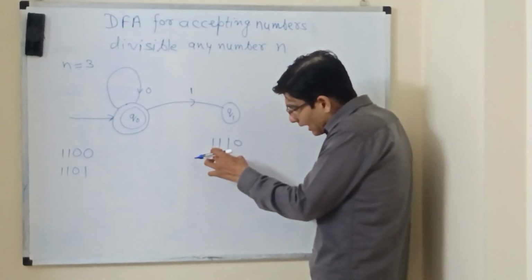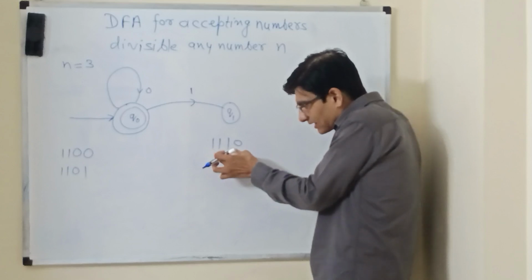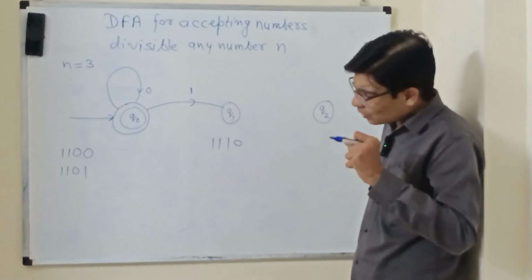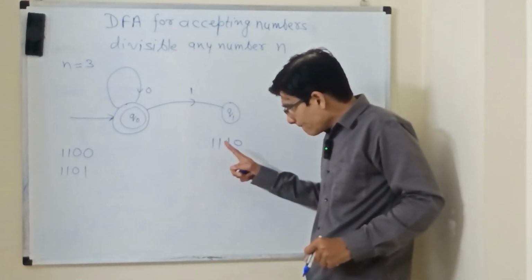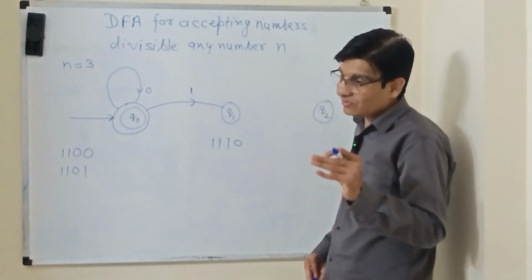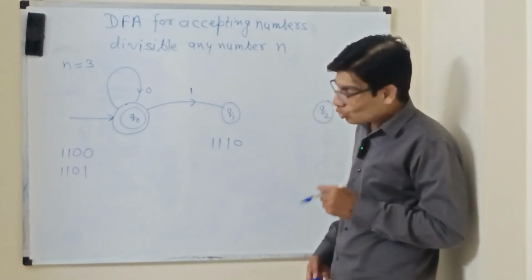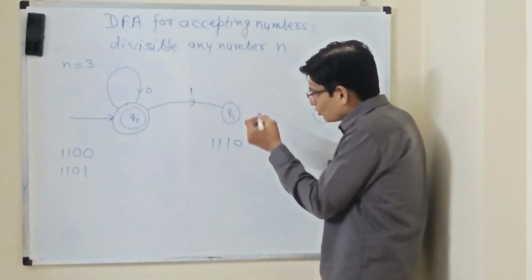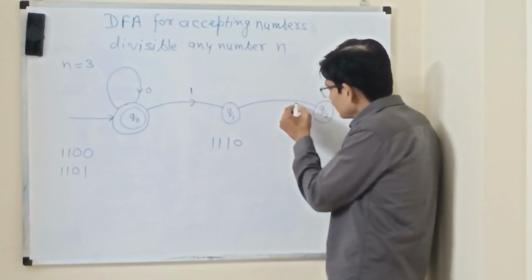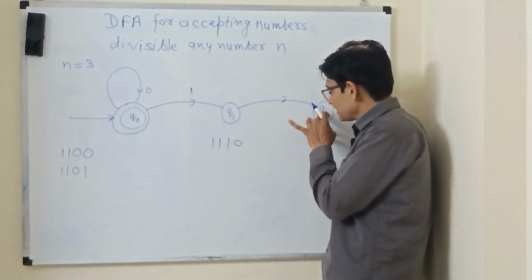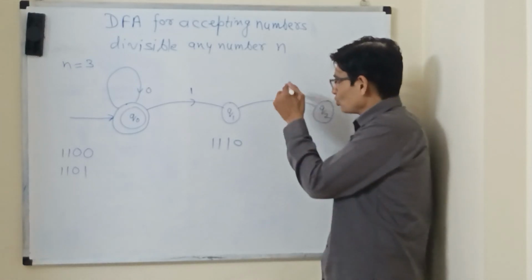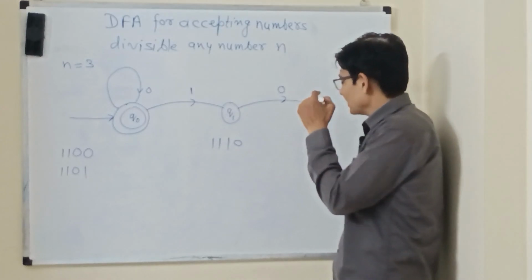So after adding a 0 here, it becomes 14. And if we divide 14 by 3, it will give remainder 2. So on applying 0 on this number, we will move to the state where remainder 2 is represented. So on applying 0, we are getting remainder 2.